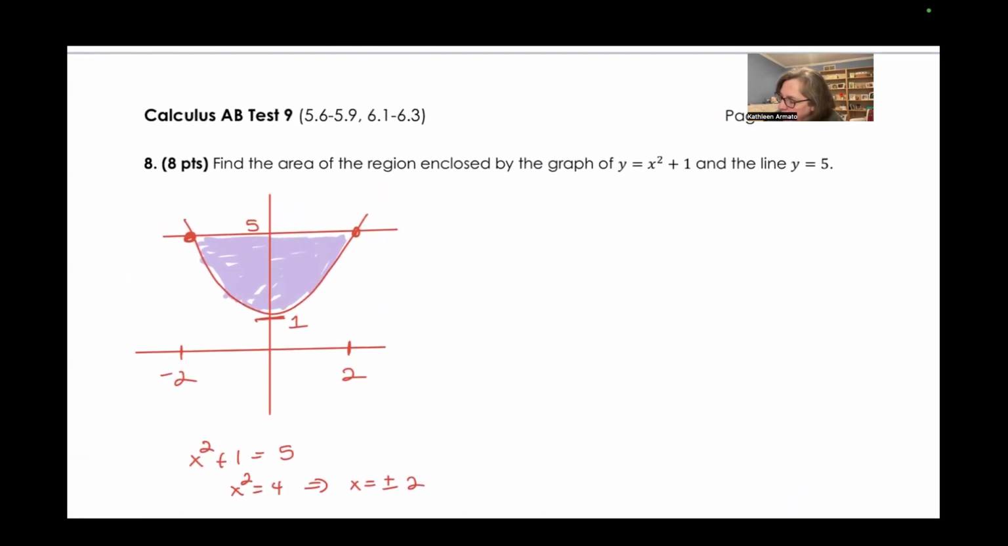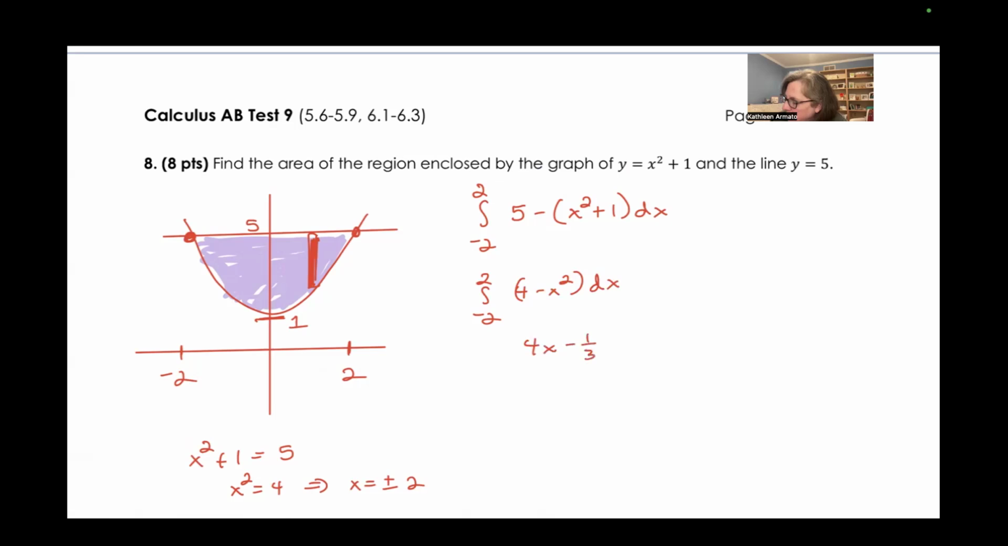Little vertical rectangles work perfectly here. So I will be integrating from negative 2 to 2. My top function is 5. My bottom function is x squared plus 1. So the y value here of this rectangle is 5. The y value down here is whatever x squared plus 1 is. So I subtract those y values, that's what I'm doing over here, to get the height of the rectangle. All right, so that's negative 2 to 2 of 4 minus x squared dx.